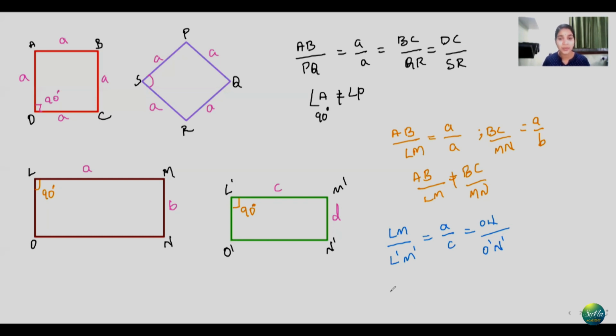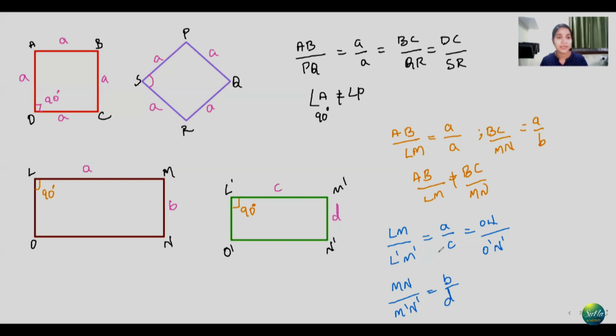But when we talk about the breadth, MN by M dash N dash, we have the ratio B by D, which is not equal to the other two corresponding ratios. So in this case, we say that the two rectangles are not similar. Is it true every time? No, it is not true every time. Two rectangles can be similar when their scalar factor is the same.